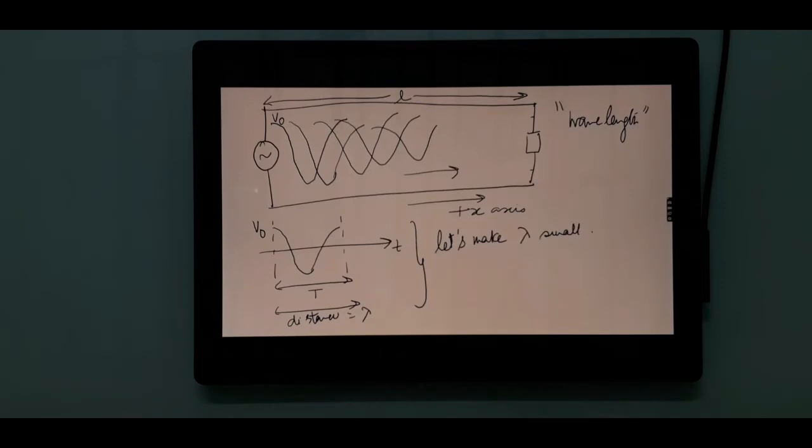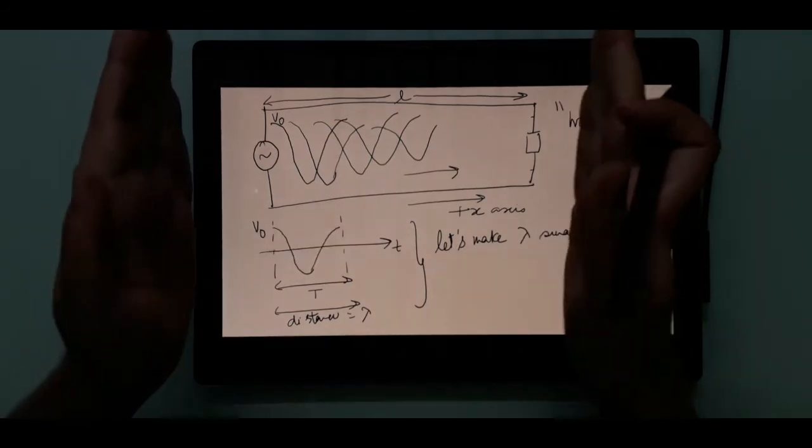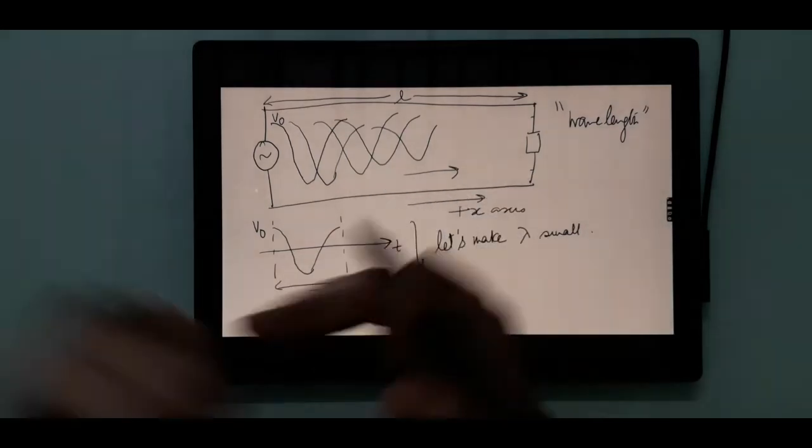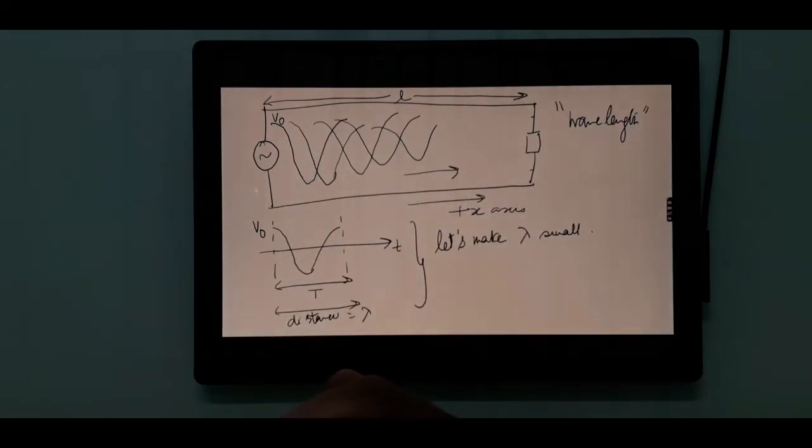When we are making lambda small, we are essentially reducing the time period also, thereby the frequency increases. So when we make lambda small, what happens is, even if my value of length is finite, take for example the circuits that you have used in your circuits lab and made on the breadboard. What is the size of a breadboard? The length of a breadboard is at the most 15 to 20 centimeters, not more than that.